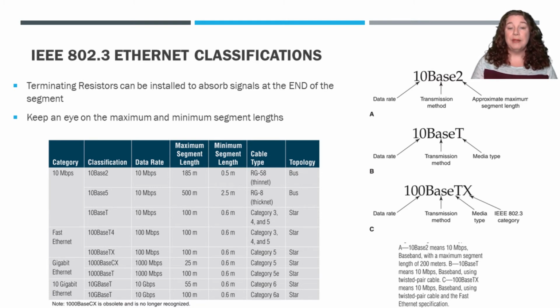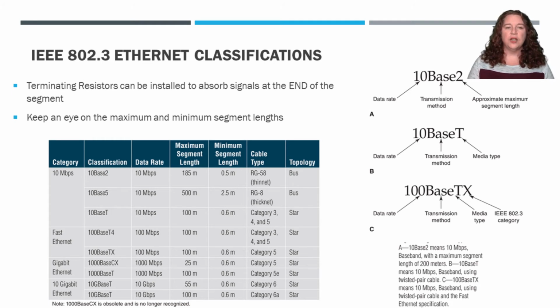So our 10Base5 is going to give us a data rate of 10, baseband, and an approximate length of 500 meters for our maximum. When we get to a 10BaseT, this is going to be a twisted pair. So instead of it referring to the length at this point, now it's referring to the media type. So the T refers to twisted pair. So a 10BaseT is a 10 megabit per second baseband twisted pair. So again, Cat 3, 4, and 5.